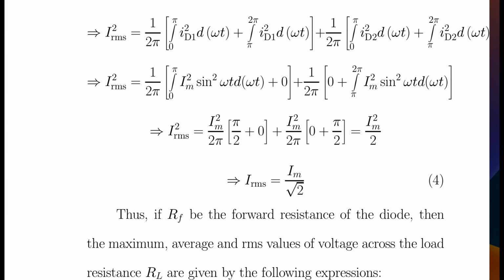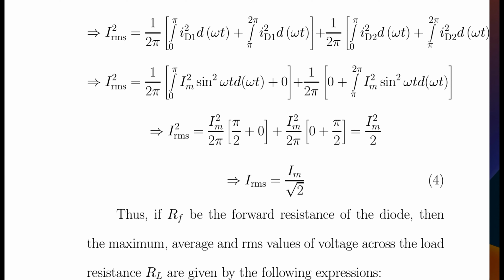So current flow through the diode D1 takes place only for the period when omega t varies between 0 and pi. तो हमने पूरे इंटरवल को 0 से पाई और पाई से 2 पाई के बीच में बांट दिया है for the current flow through diode D1. And similarly, we have divided the current flow through diode D2 over the interval 0 to pi and pi to 2 pi.